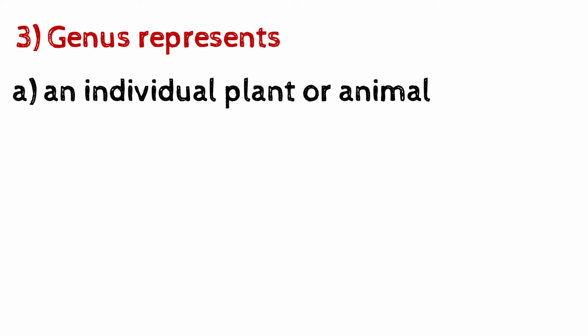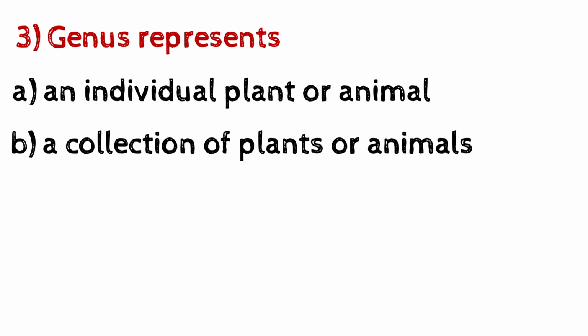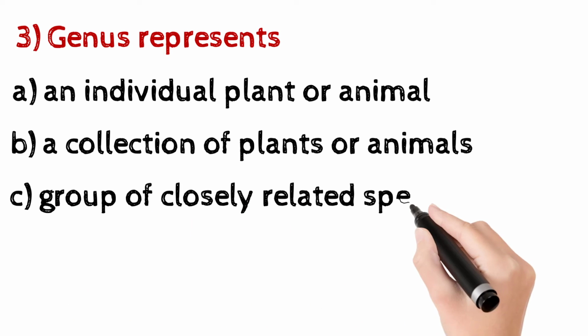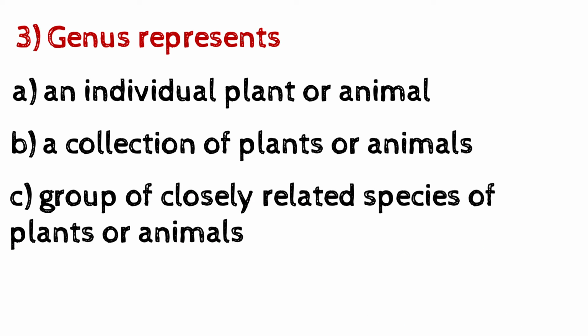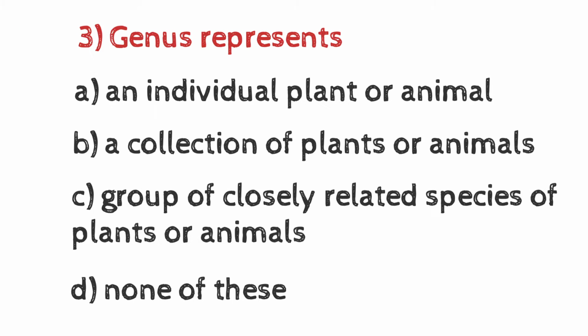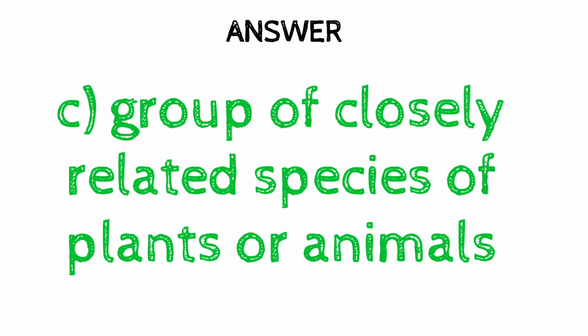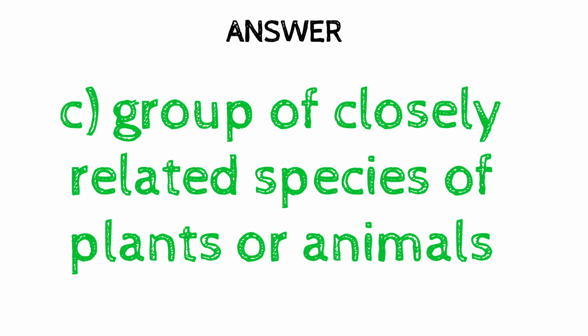The third question is, genus represents: A, an individual plant or animal, B, a collection of plants or animals, C, group of closely related species of plants or animals, D, none of these. Genus represents. Pause the video and take your time. And the answer is C, group of closely related species of plants or animals.